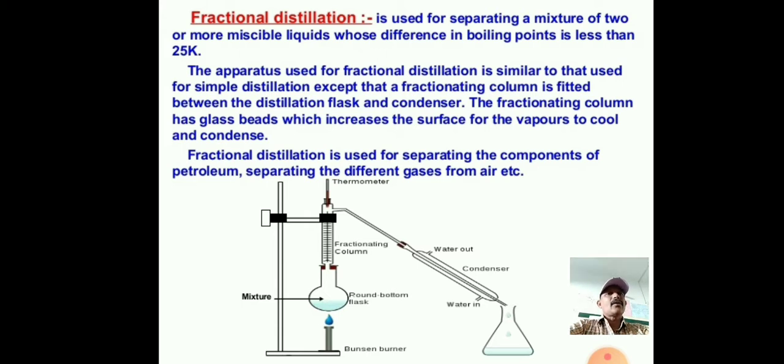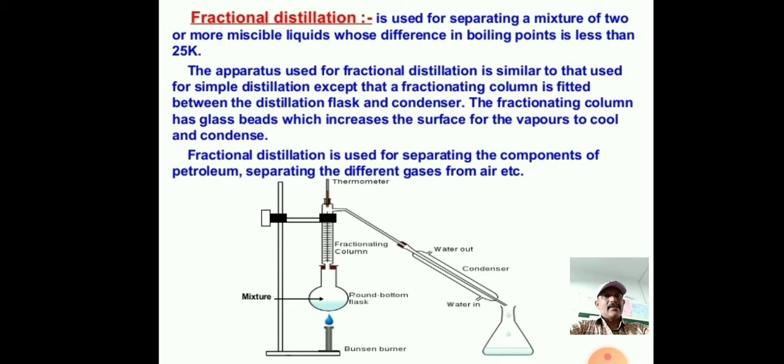So, which things can we separate by fractional distillation? This is a very important point. We separate a mixture of two or more miscible liquids whose difference in boiling points is less than 25 Kelvin. So, these important things are miscible liquids, and they are separated by fractional distillation based on their boiling points.